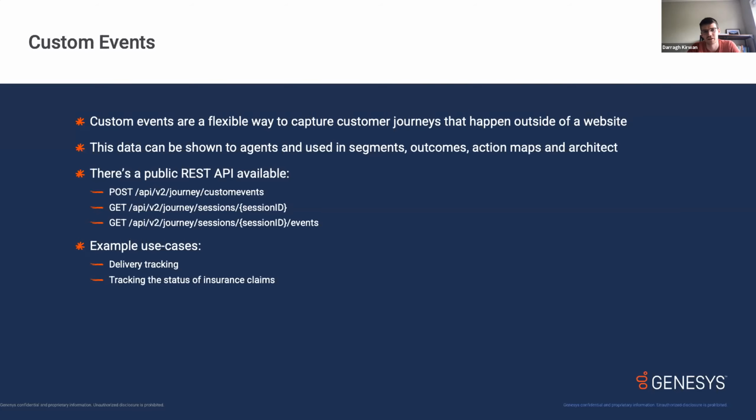There are so many use cases here. It's hard to actually come up with a list of them, but delivery tracking is the one I just talked about. Tracking the state of insurance claims is something that we heard from customers as well. If you're making a claim after a car crash or something, it can be a drawn-out process, so customers regularly ring up to get the status of their claim. Being able to segment based on that and proactively offer an action map is pretty powerful in reducing call volume and keeping customers up to date. But I'm sure you can all think of use cases within your own company for this.